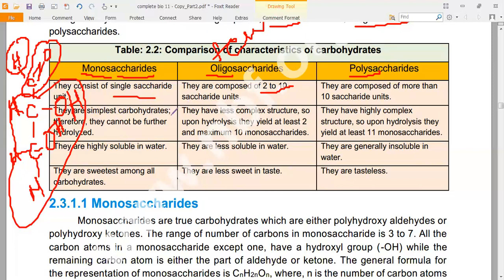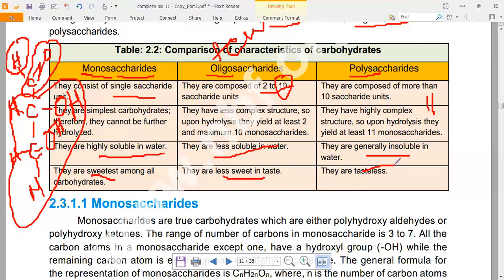So if we talk about monosaccharides, they are the simplest carbohydrates, and they cannot be further hydrolyzed, meaning they cannot be broken down. When oligosaccharides are hydrolyzed, they give the least, 2 units, and the maximum, 10 units. Polysaccharides give the least of 11 units when hydrolyzed. Monosaccharides are highly soluble in water, oligosaccharides less soluble, and generally polysaccharides are insoluble in water. Monosaccharides are sweetest in taste, oligosaccharides less sweet, and polysaccharides are tasteless carbohydrates.